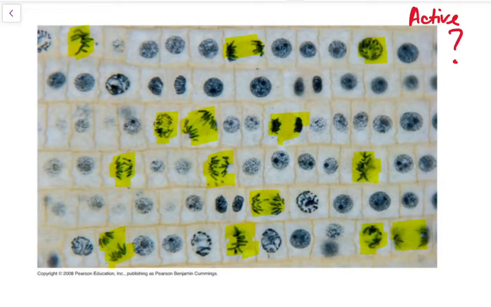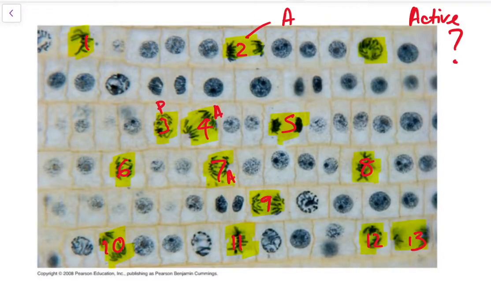And so if we count these up, the ones that are definitely in mitosis, and it doesn't matter which stage they're in, we could go through and try and identify some of the stages. This one here, they're being pulled away, so this is anaphase. Over here they seem to be condensing, so this might be prophase.